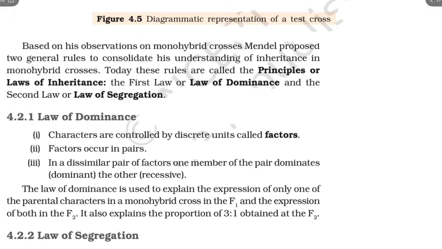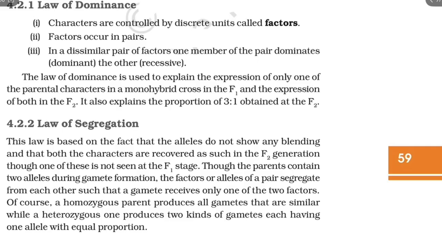Based on his observation on monohybrid crosses, Mendel proposed two general rules to consolidate his understanding of inheritance in monohybrid crosses. Today, these rules are called principles or laws of inheritance: the first law, or law of dominance, and the second law, the law of segregation.